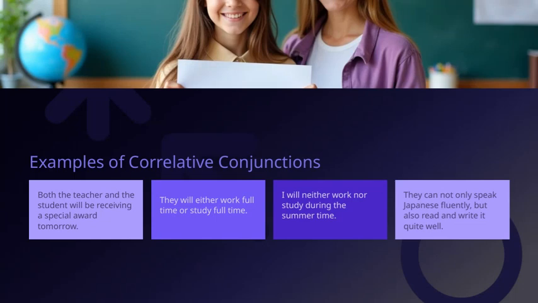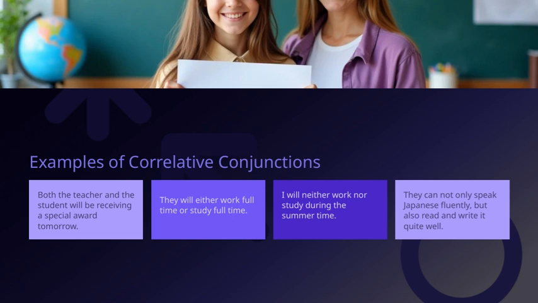They can not only speak Japanese fluently, but also read and write it quite well. This highlights their strong language skills and the importance of developing multiple language abilities. Next, I will mention what they plan to do during the summer. I will neither work nor study during the summer time. This shows a break or pause in their usual activities, perhaps for rest or travel.